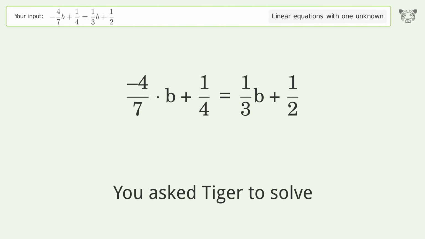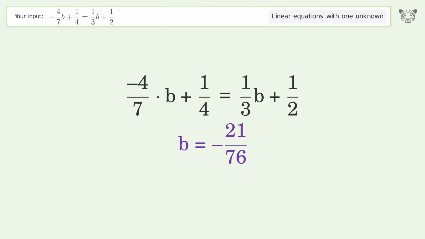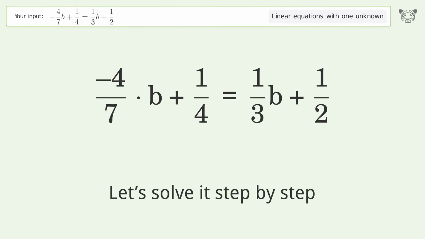You ask Tiger to solve. This deals with linear equations with one unknown. The final result is b equals negative 21/76. Let's solve it step by step.